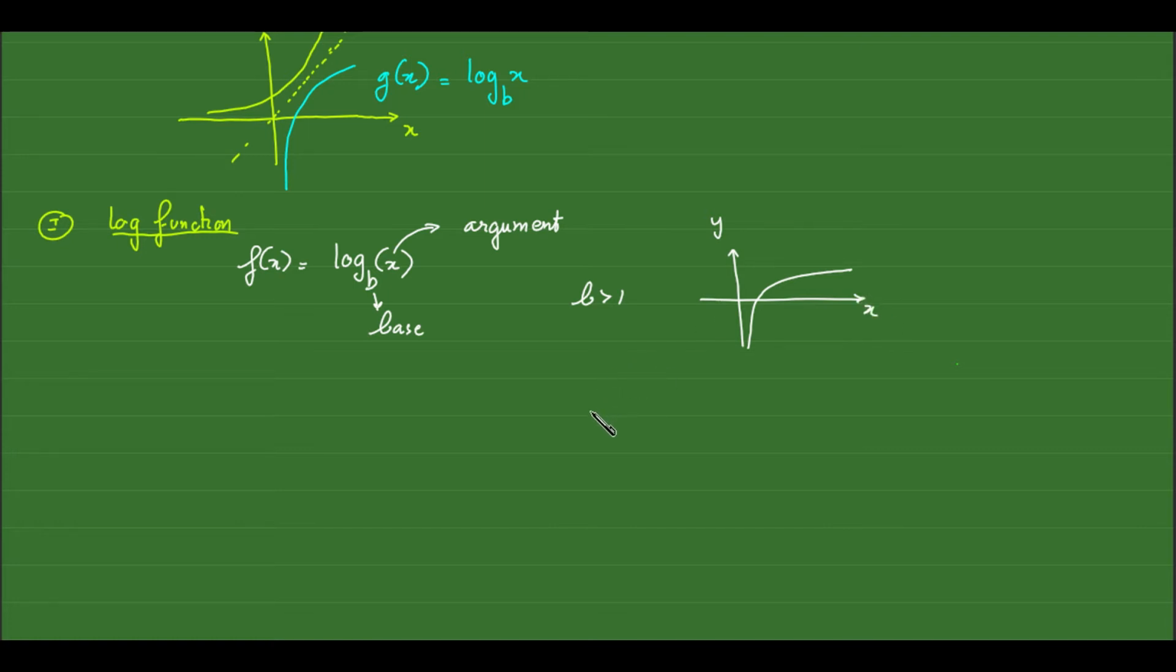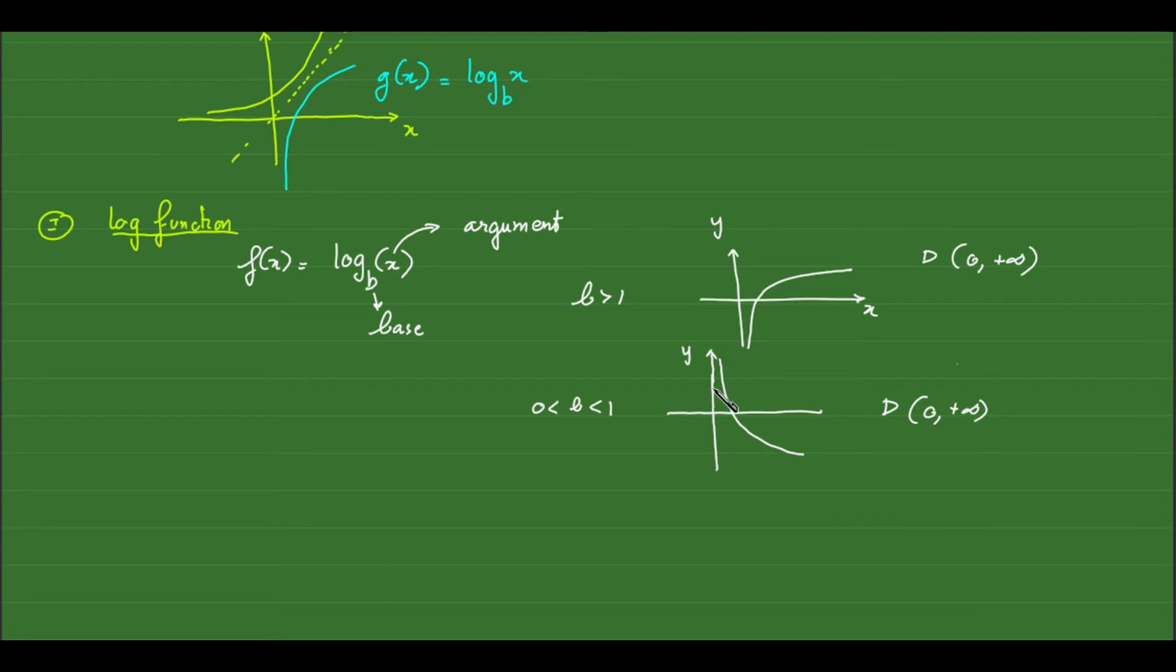And if b is between 0 and 1, we see that the log function will be decreasing. It will be something like this. Here you go. In either case, the domain of the first case and the second case is from 0 to positive infinity. The same thing over here, the domain will be from 0 to positive infinity.